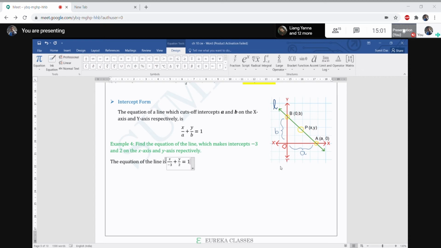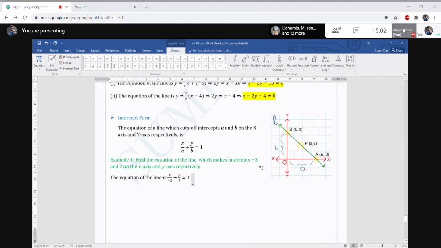If you simplify this, after simplification I think you will get it like this. It will be 2x minus 3y equal to minus 6. If you simplify more, you can write it like this: 2x minus 3y plus 6 equal to 0. Okay, you can write like this.